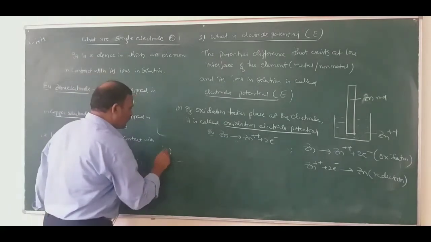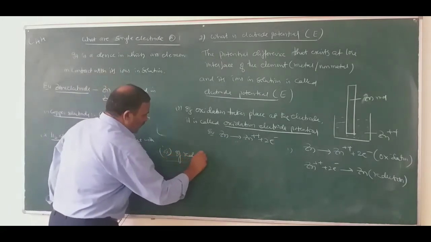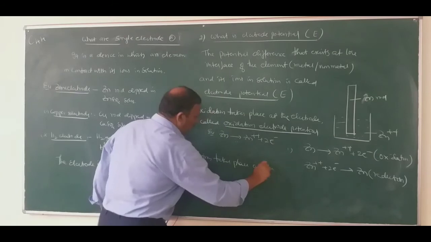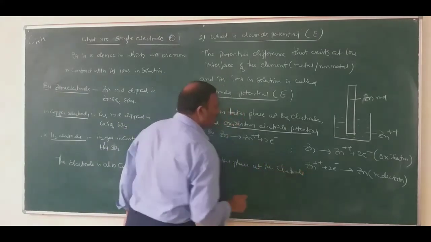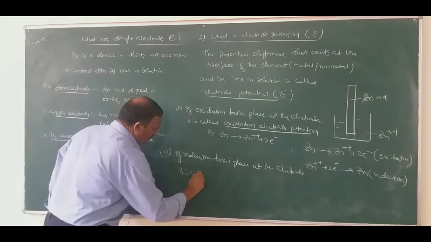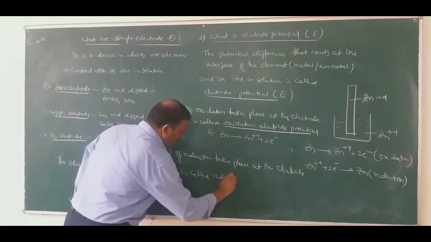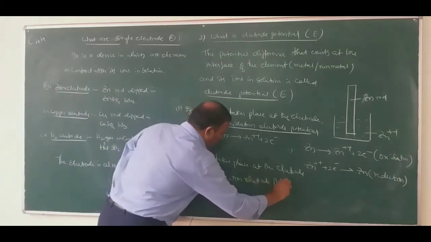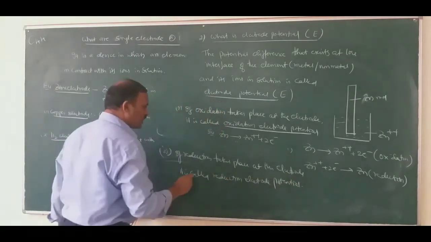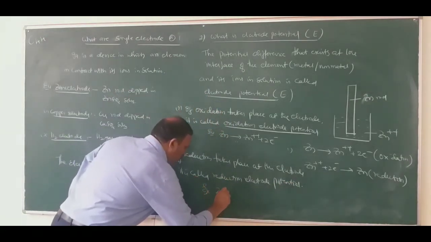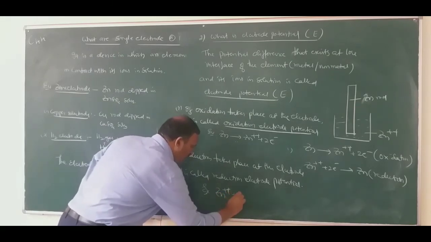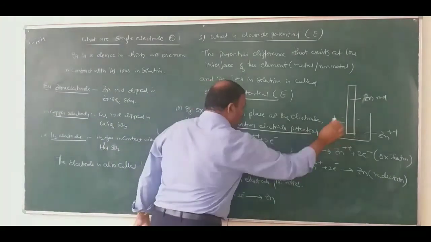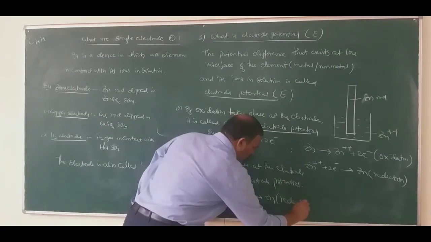Number 2, if reduction takes place at the electrode, it is called reduction electrode potential. So if reduction takes place, what is the reaction? Example, Zn2+ ions present in the solution accept the electrons and are converted into zinc atoms and deposited on this metal. The process is known as reduction.